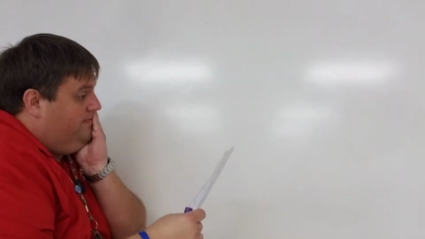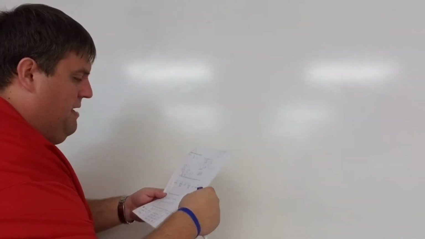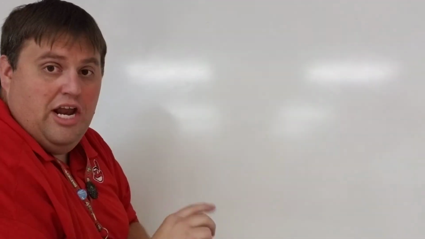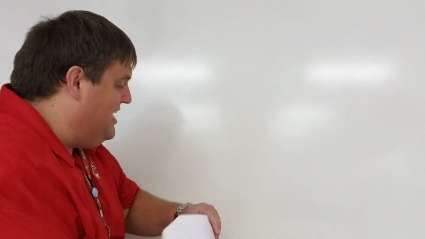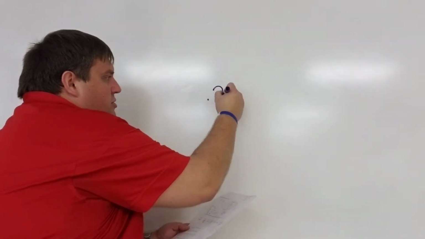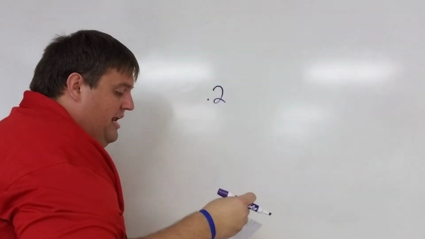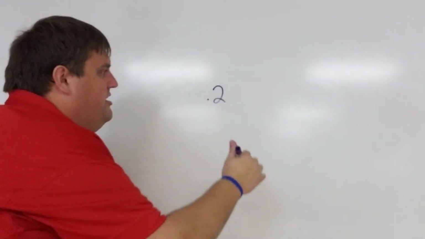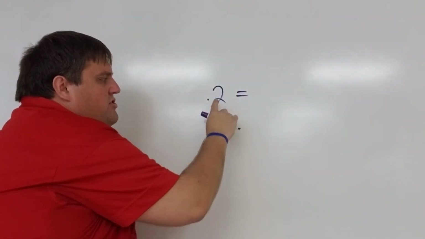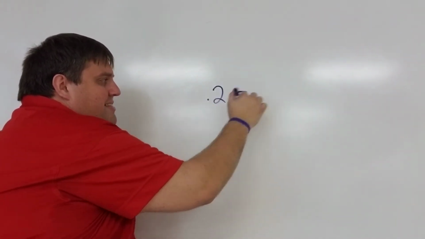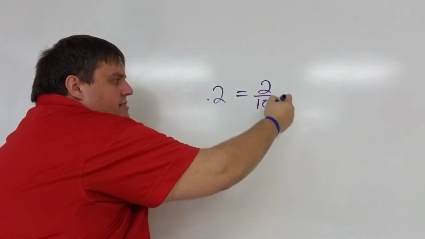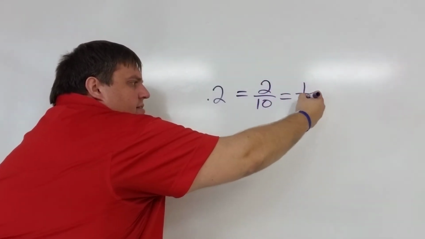Okay. Let's talk about the back page. I'm gonna try to go quick. I'm sorry that this one's taking long. Point 2. It's a terminating decimal. All these we have to write as a fraction. If it ends, we just look at the place value. That's in the tenths, 2 over 10. Simplify it if you can.